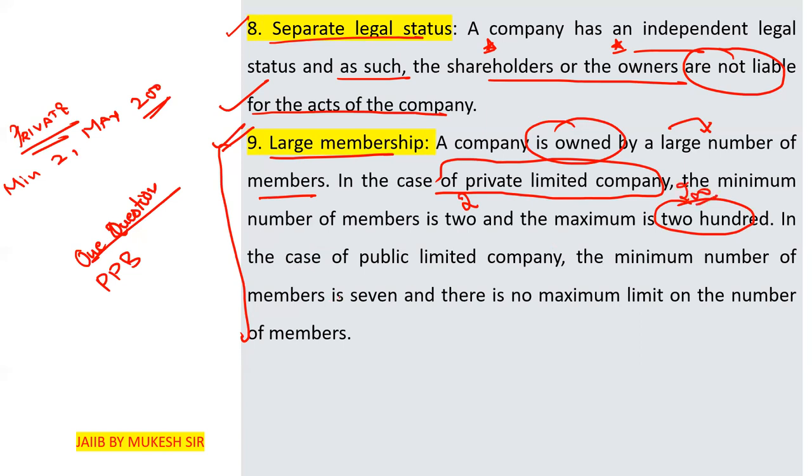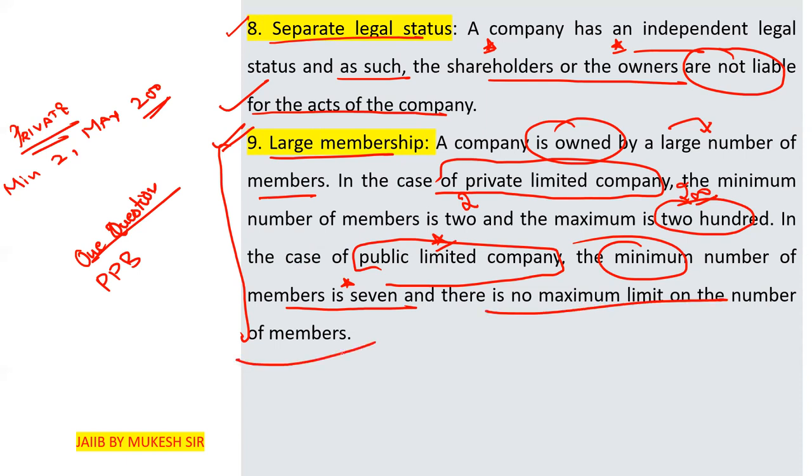On the other side, in the case of a public limited company, the minimum number of members is 7, sorry, and there is no maximum limit on the number of members in the organization. And in the case of a private limited company, the minimum number of members is 2, and the maximum is 200.